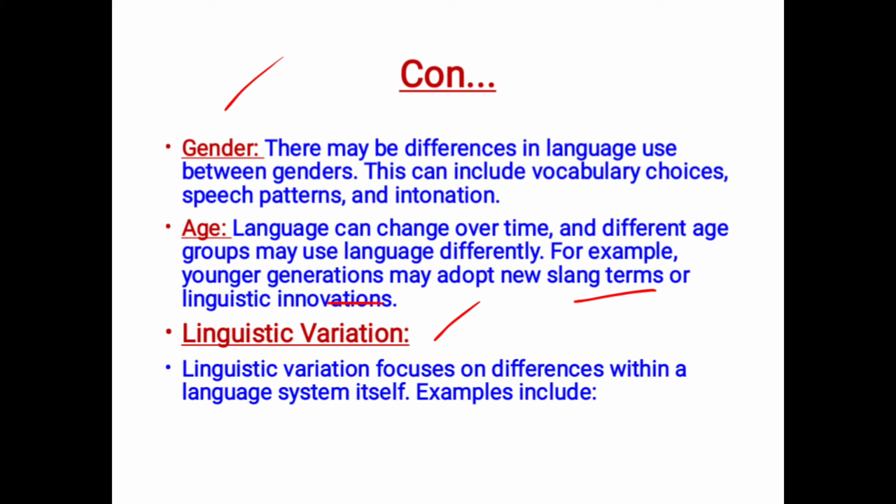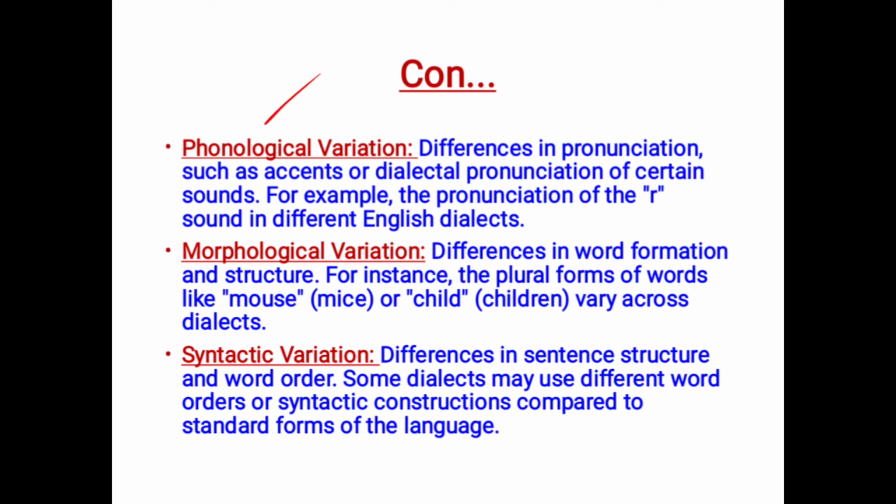Linguistic variation focuses on differences within a language system itself. Examples include, the first example we are having, phonological variation. It's all about phonology, sounds. Okay, differences in pronunciation, such as accents and dialectal pronunciation of certain sounds. For example, the pronunciation of the R sound in different English dialects. Phonological variation is all about sounds, it's all about pronunciation.